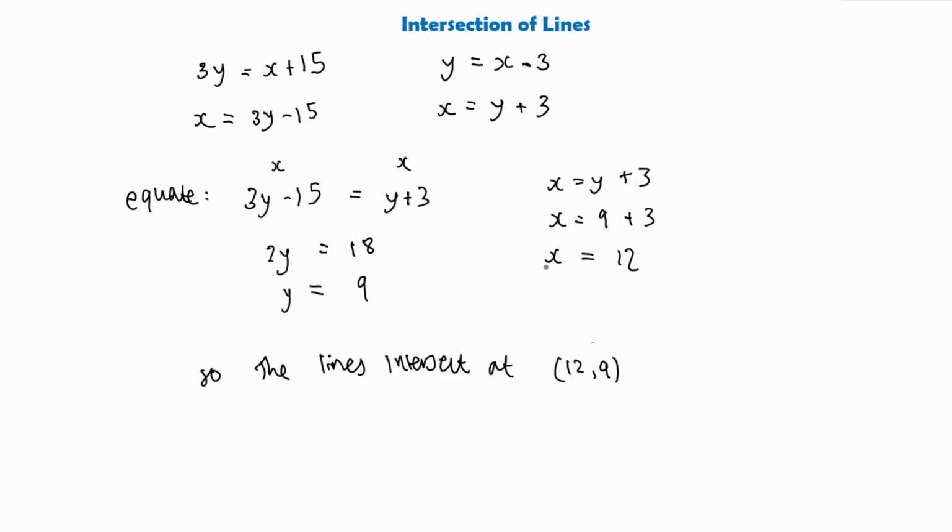So this is our second method we can do for finding the intersection point, and this is by equating both equations to each other. So it's very important to start by getting the lines in terms of x on its own or y on its own. We could have rearranged these equations by multiplying this one by 3 as well.